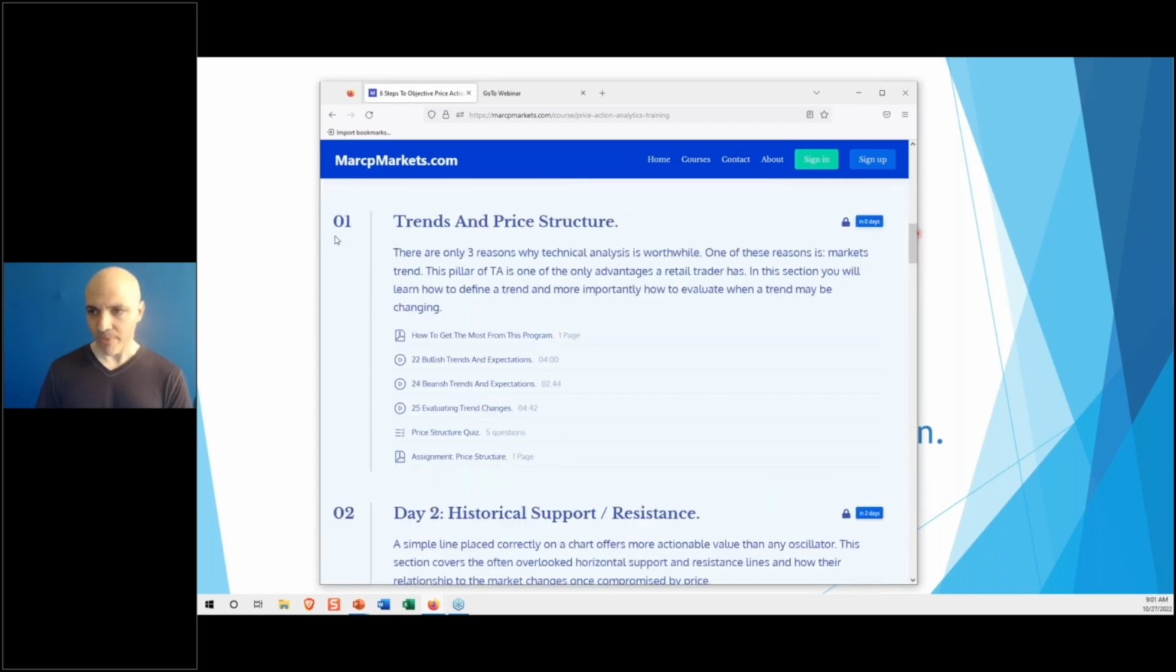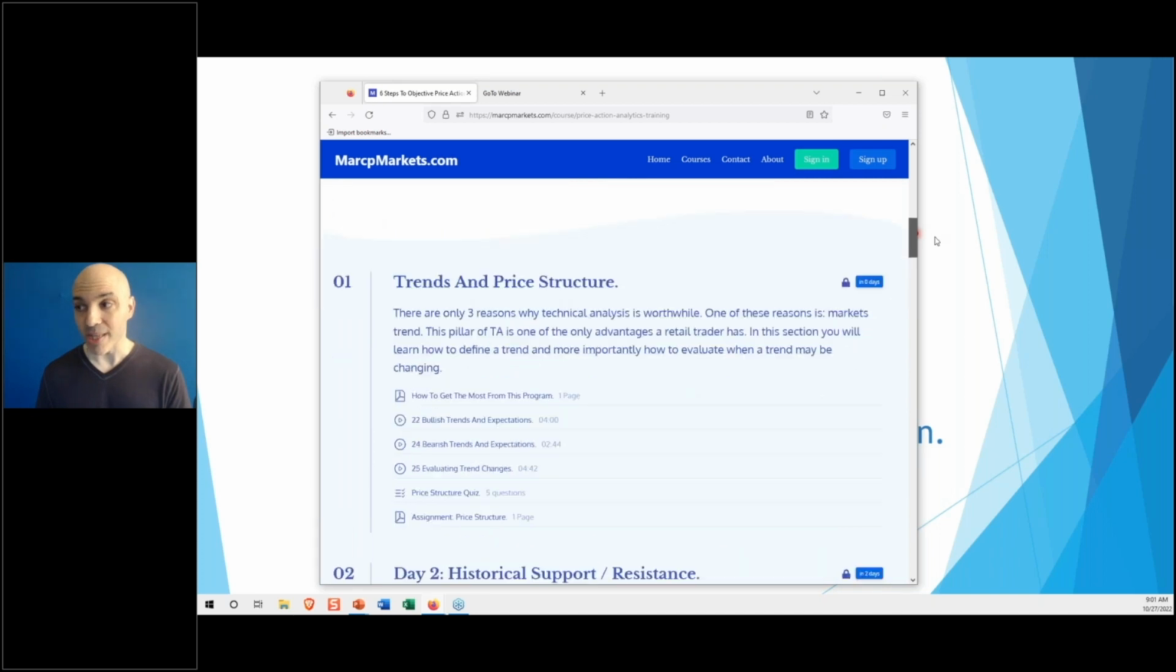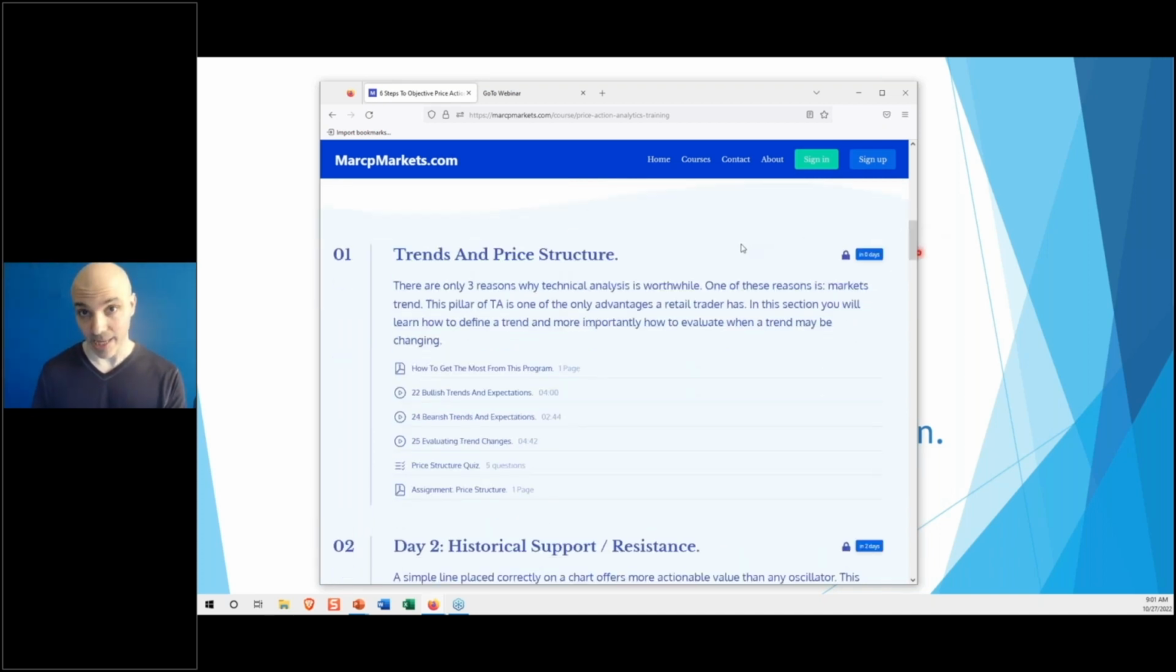There are 8 modules overall. The modules are released every other day. Very important to understand that. Basically you get the information, you have a day to work with it, okay? And then the next day, every other day, the next module becomes available, it becomes accessible.